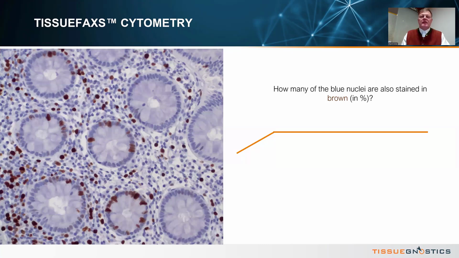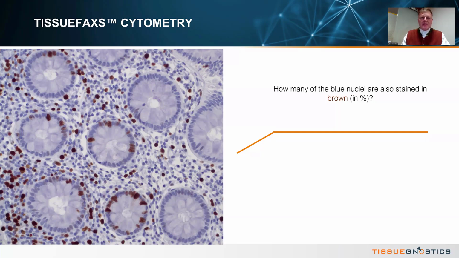It's all about quantifying microscopic images. We see here a very typical and simple example of a bright field image in colon stained with a marker well known, Ki67, for proliferation. When we look at this image, the obvious question is how many cells are proliferating? In other words, how many of the blue nuclei are stained in brown?